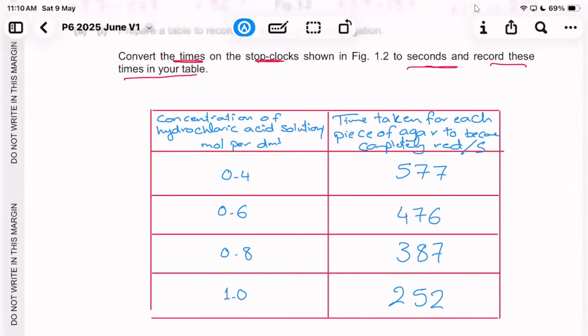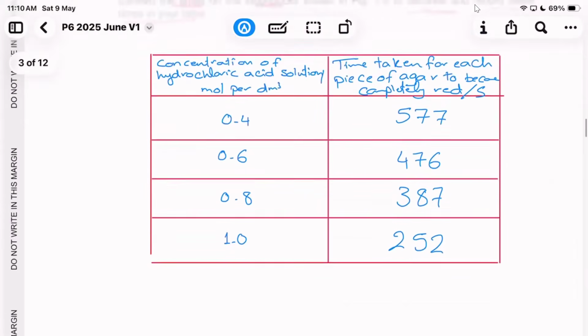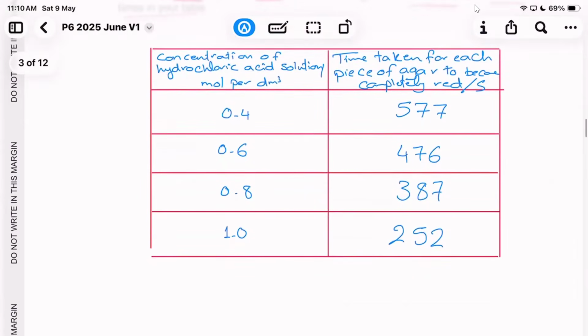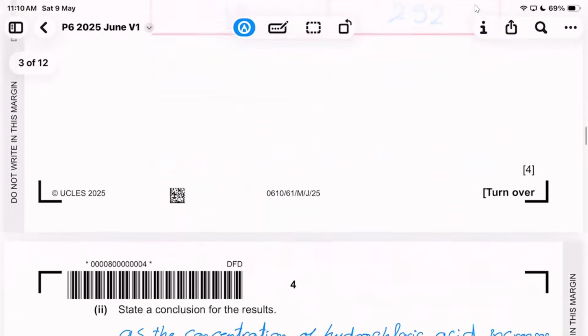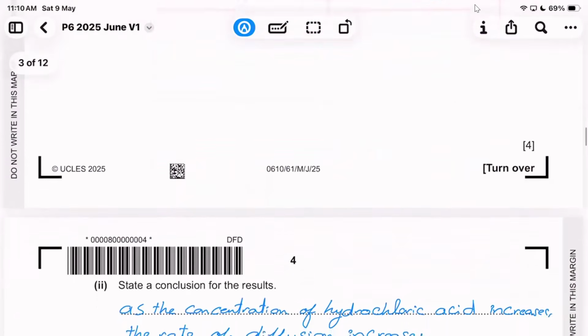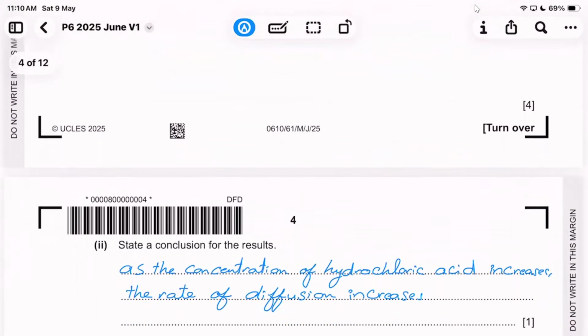So how can we convert it to be a conclusion? We have to talk about the rate of diffusion. As the concentration of hydrochloric acid increases, the rate of diffusion increases. This is the conclusion for this experiment.